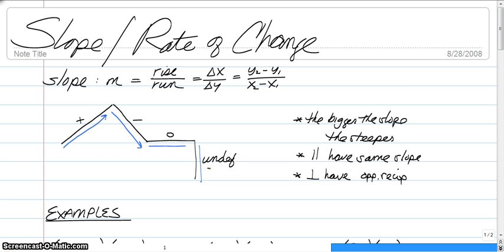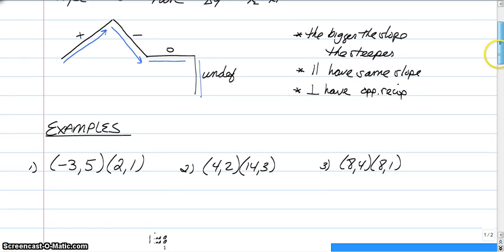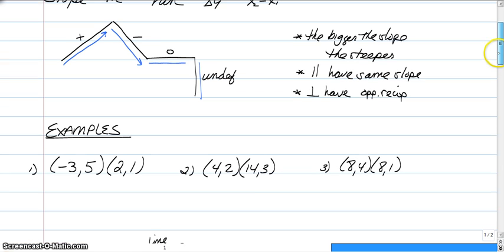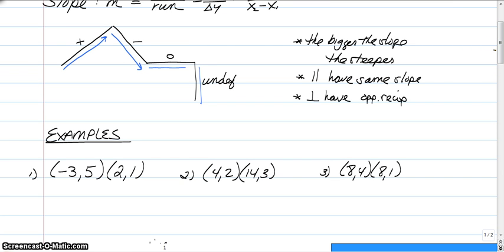So a couple little notes. The bigger the slope, the steeper it is. Parallel lines have the same slope, and perpendicular lines have opposite reciprocal slope. Okay? Perpendicular have opposite reciprocal slope. So, this is what we're going to do. We're going to start out with a couple examples, and I'm going to show you one other way that you can find slope. Okay? So, question number 1.